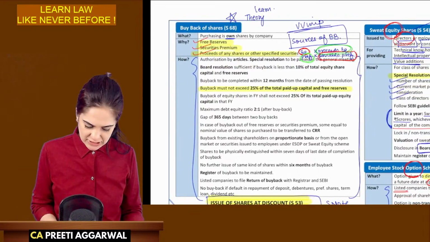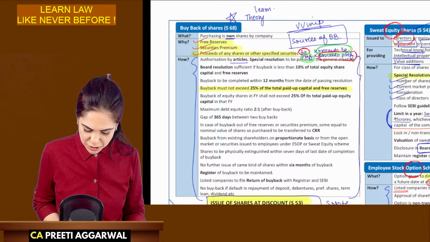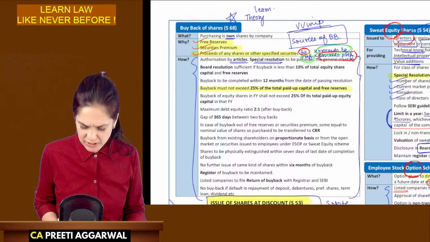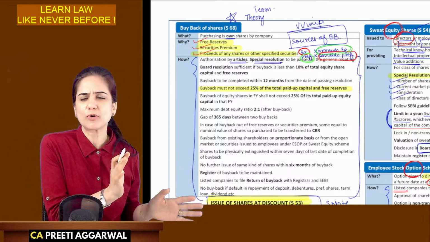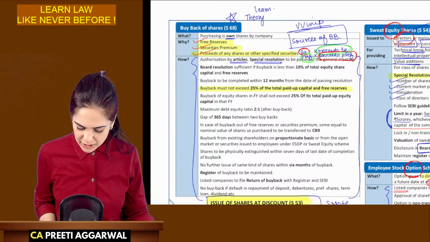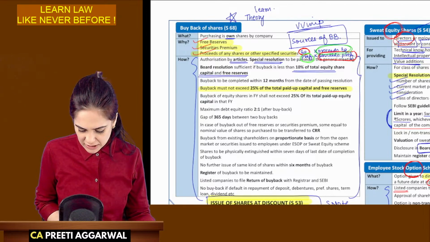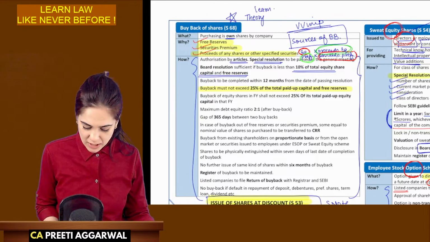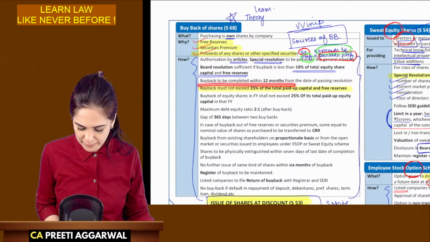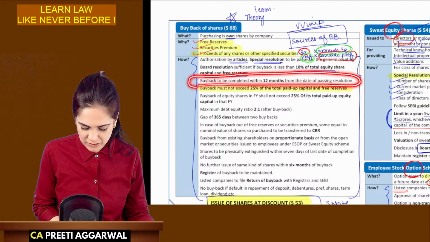The procedure is given, it is quite self-explanatory. You need authorization in the articles and must pass a special resolution, but just a board resolution is required if the buyback is less than 10% of the total equity capital and free reserves. This is sometimes asked in the exam. Buyback should be completed within 12 months of passing the resolution.